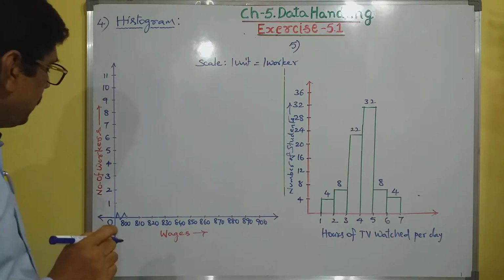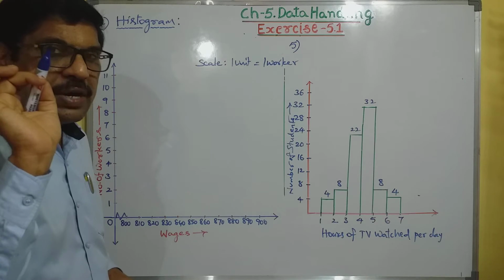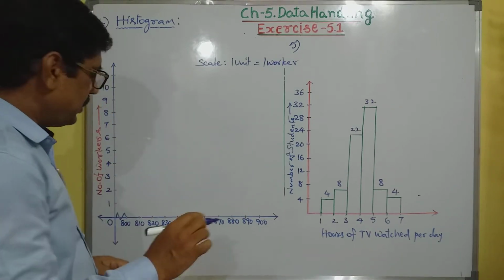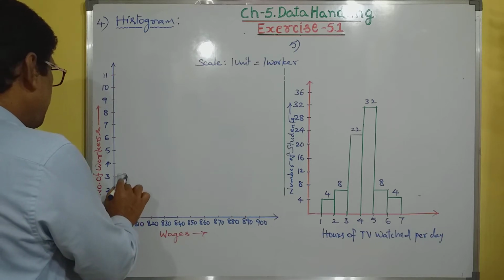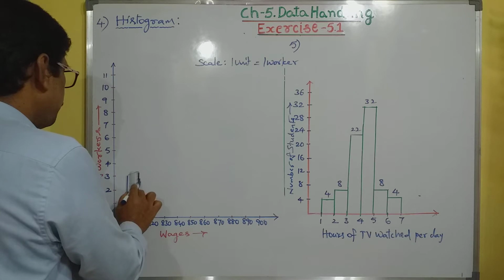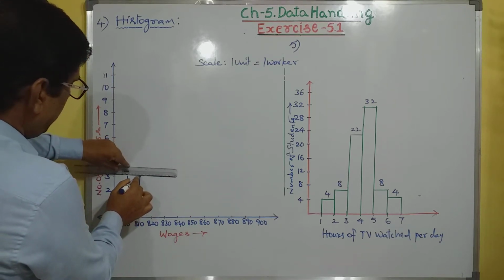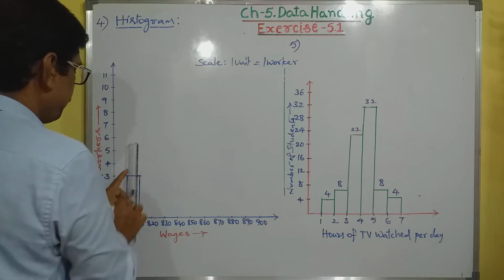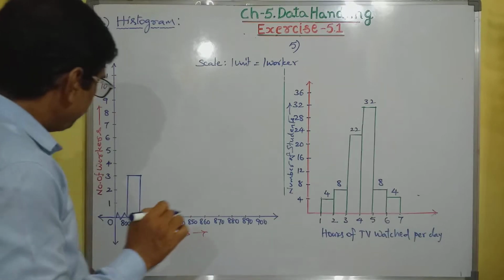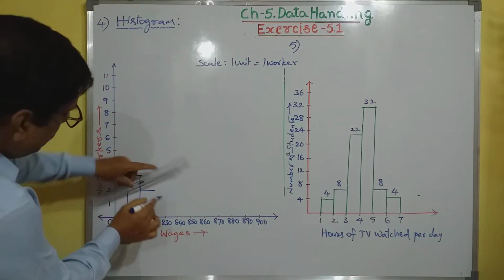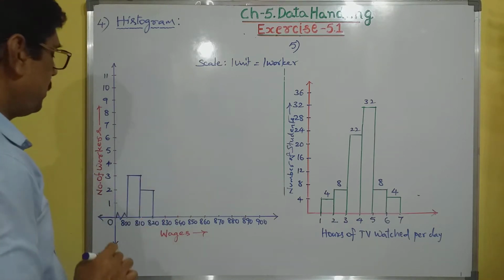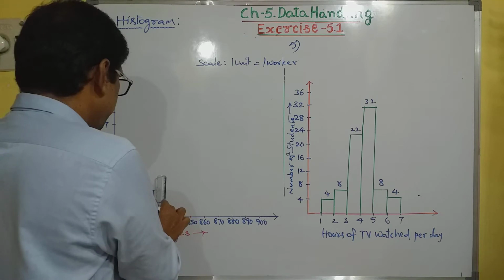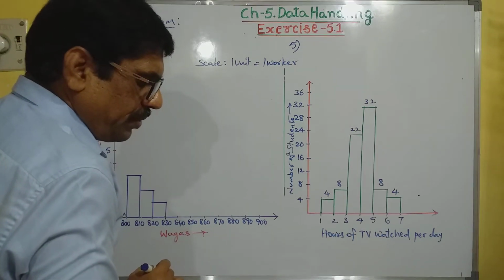Now look at the frequency distribution table and tell me the first class interval. What is that? 800 to 810. What is its corresponding frequency? Yes, that is 3. So for 800 to 810, we need to draw a column up to the height of 3, like this. After that, what is the next frequency? 810 to 820, the frequency is 2. Next, 820 to 830, the frequency is 1.